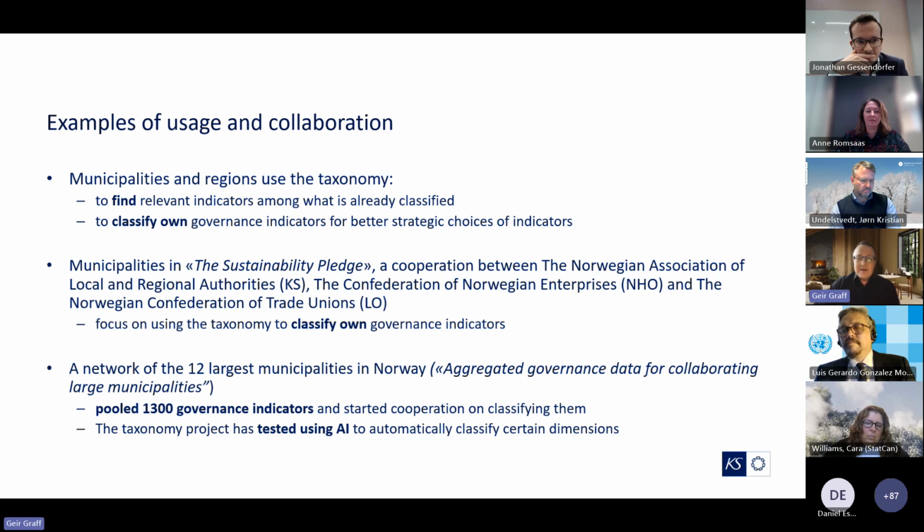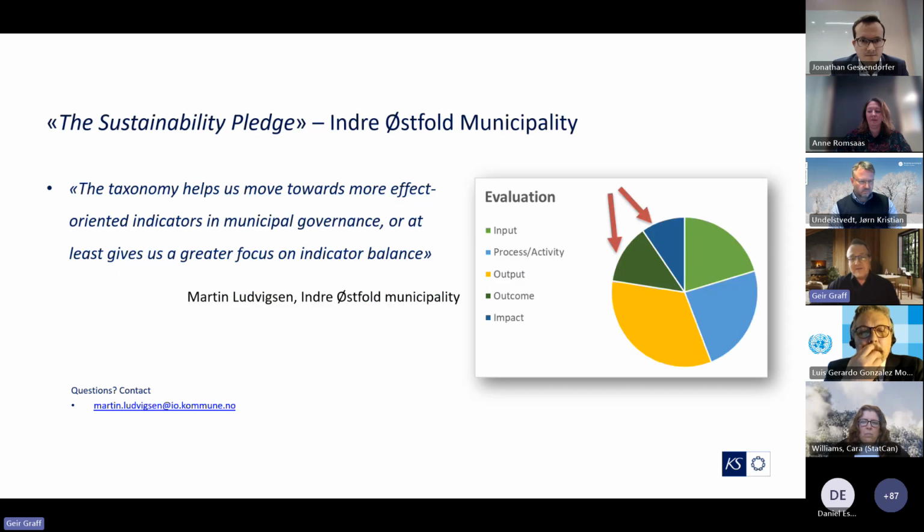We have done that through something we call the Sustainability Pledge. That is a cooperation of large Norwegian organizations together with some municipalities. And we've also looked at 1,300 governance indicators from the 12 largest municipalities in Norway, and started cooperating on classifying them. There we have actually also tested using AI to automatically classify according to certain dimensions of the taxonomy. We'll not go into details of that today, but if you're interested in the results, you can talk to us later.